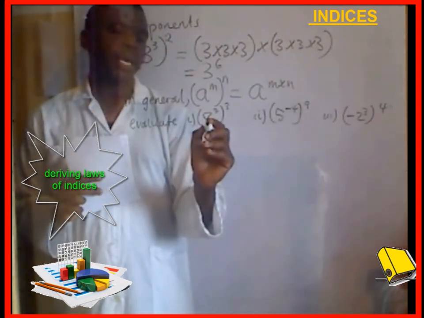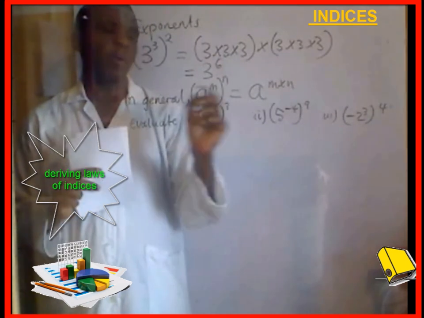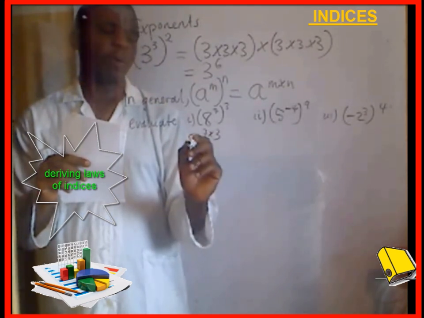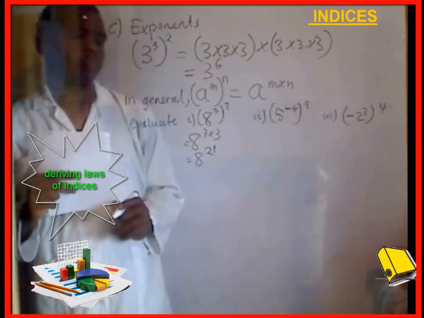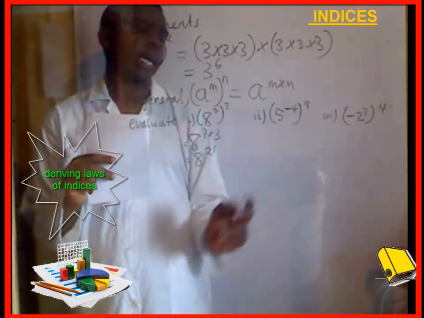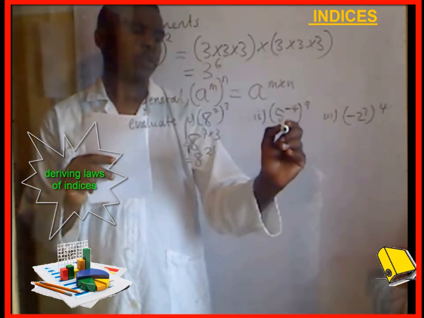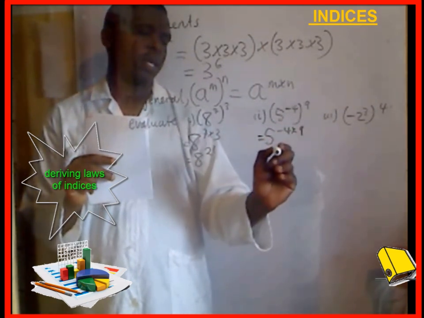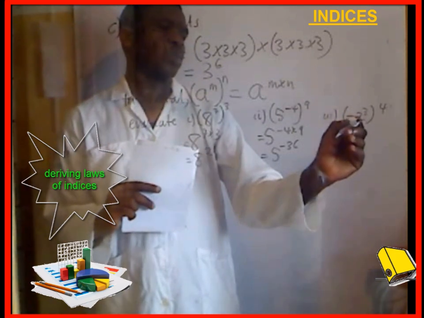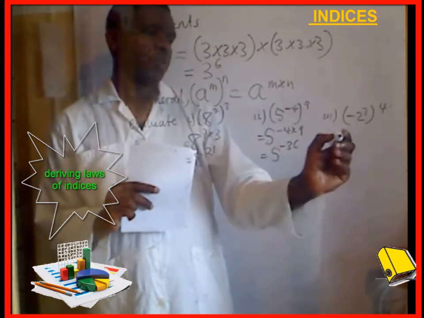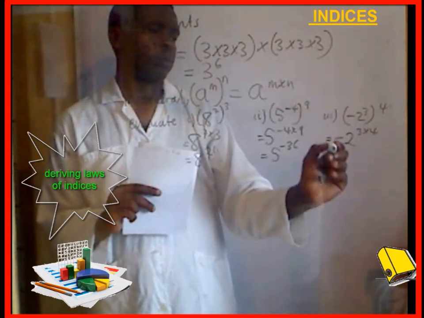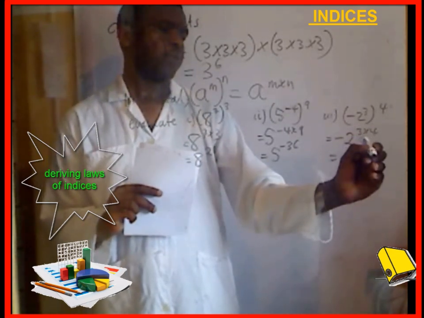Evaluate 8 raised to the power 7 all raised to the power 3. This will be 8 raised to the power 7 times 3. This is 8 raised to the power 21. All this gives me 5 raised to the power minus 4 all raised to the power 9. So here I'll have 5 raised to the power minus 4 times 9. This will be 5 raised to the power minus 36. All I have here, minus 2 raised to the power 3 all raised to the power 4. This will be minus 2 raised to the power 3 times 4, which is equal to minus 2 raised to the power 12.